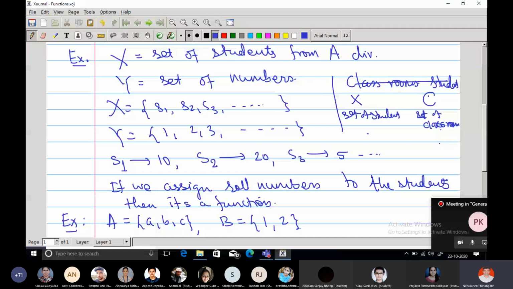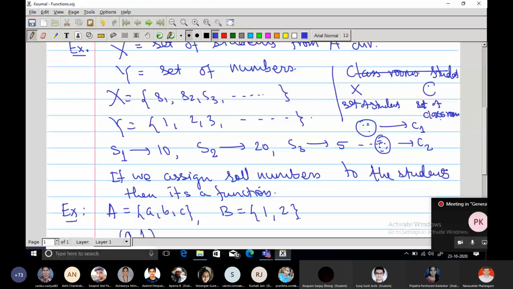All students from B division will be assigned with the same classroom. So if you have all the students from A division, they will be assigned with some classroom C1. All the students from B division, there are many students, they are assigned with some classroom C2. Okay, but what is a common thing among these two situations? What is a common thing?